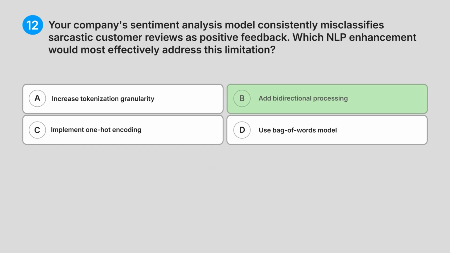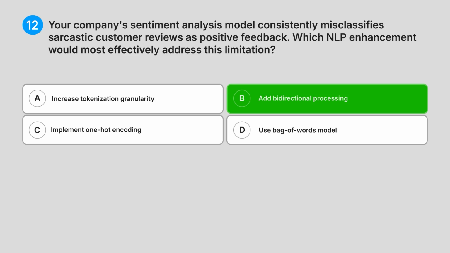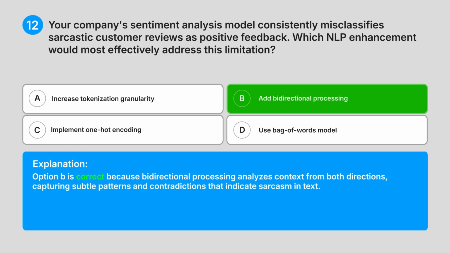Correct answer, B. Add bidirectional processing. Explanation. Option B is correct because bidirectional processing analyzes context from both directions, capturing subtle patterns and contradictions that indicate sarcasm in text.